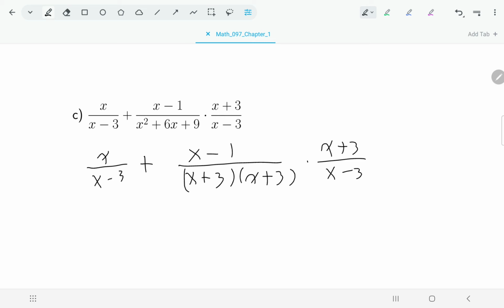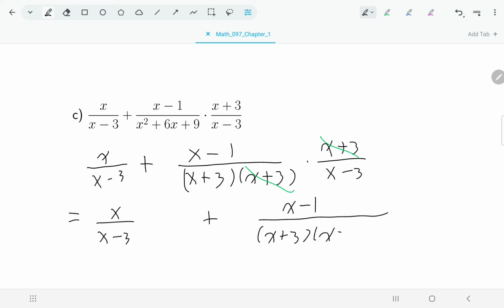So the only thing that needed to be factored was really that x squared plus 6x plus 9. And multiplying to 9 and adding to 6, that's 3 and 3. And I can see for my two rational expressions that are being multiplied that they both have an x plus 3 as a factor. So that means I'm able to cancel out those x plus 3's. So for the second term now, what I should have should be just an x minus 1 in the numerator and an x plus 3, x minus 3 in the denominator.